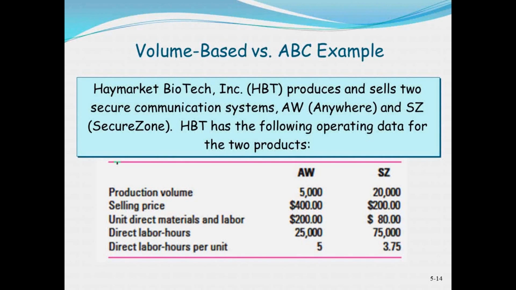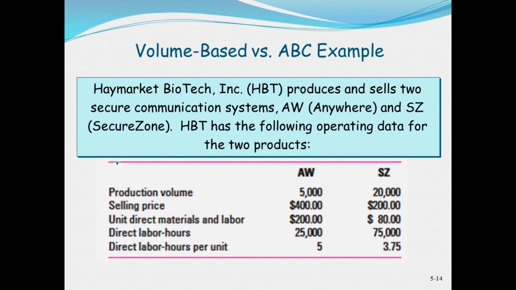This comes from our textbook. HBT sells 2 products, AW and SZ, and they have these as some of the basic sales information for each of those products.